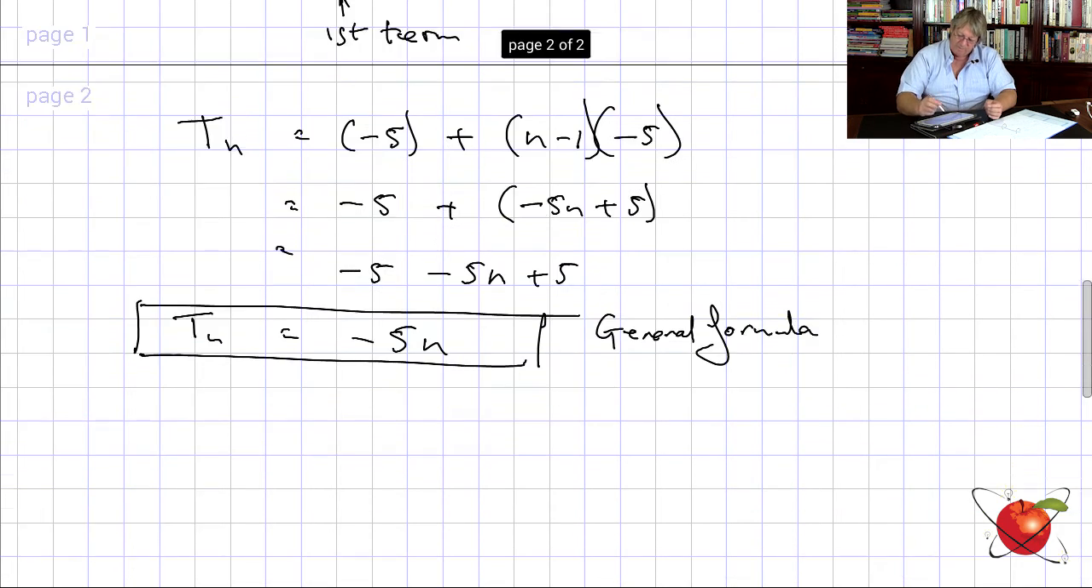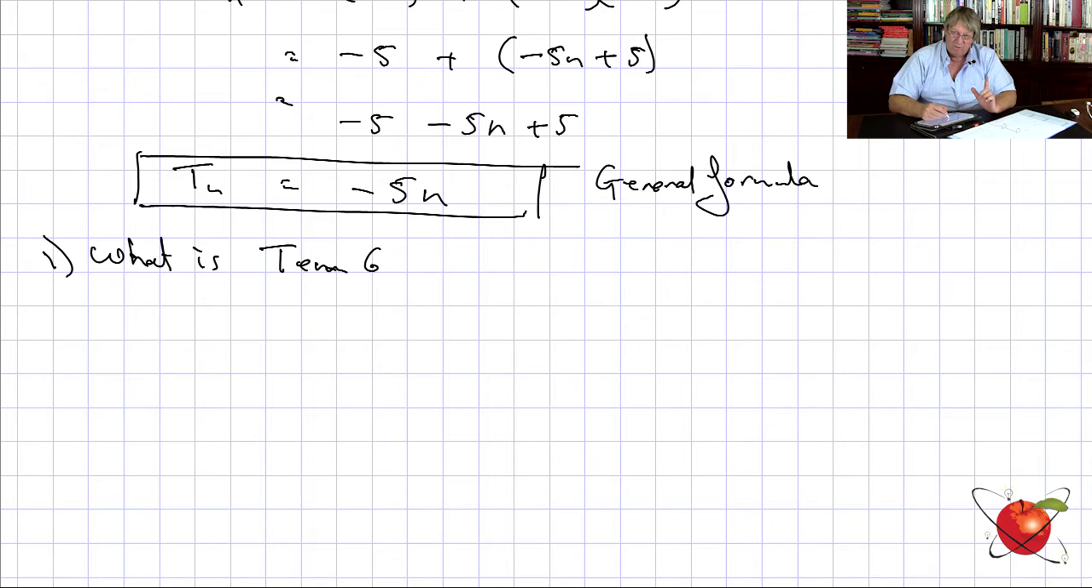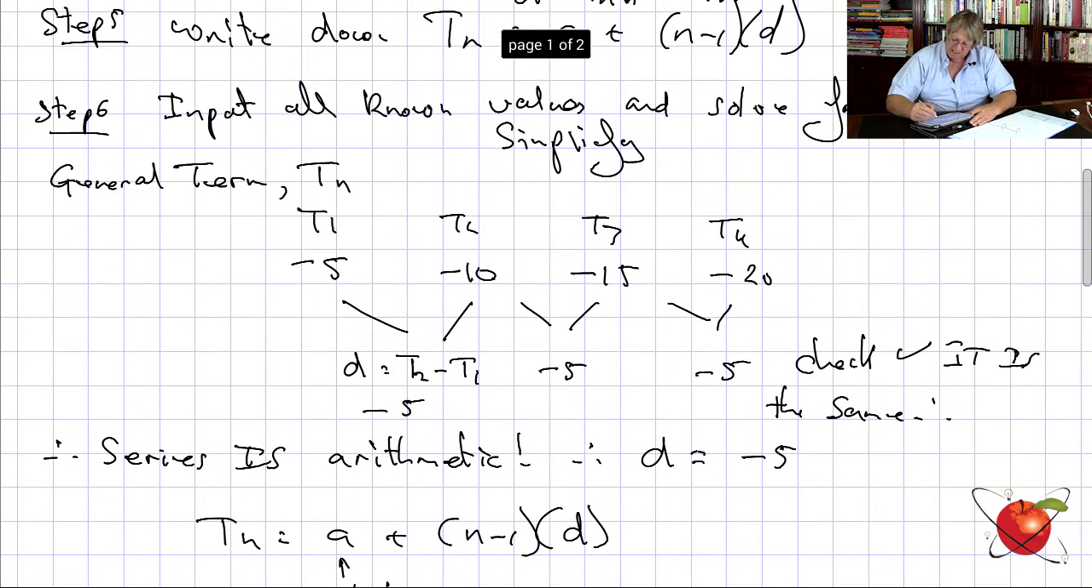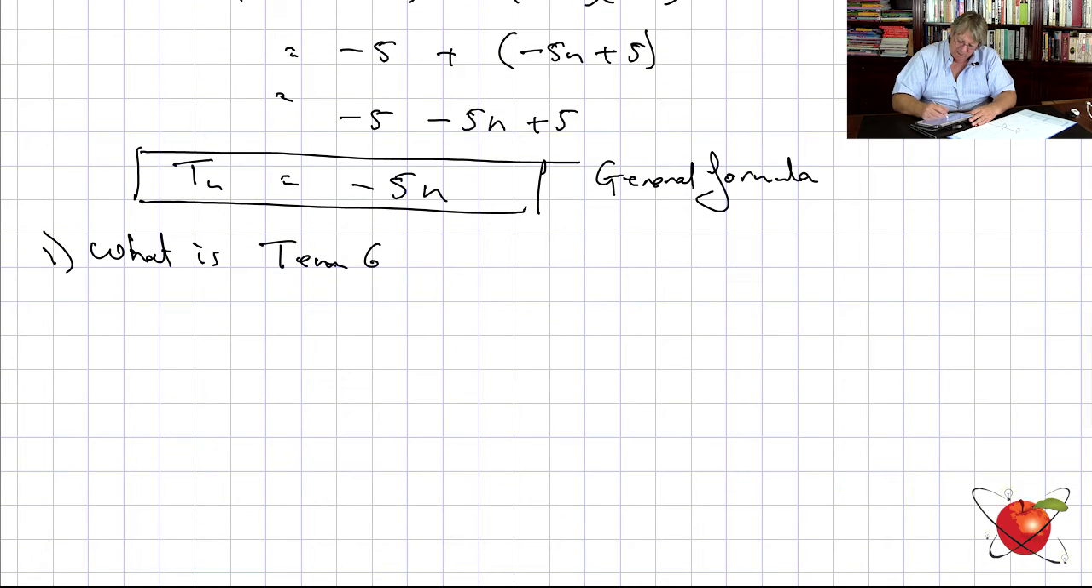Okay, all right, well, so what? Now let's say the question was, what is term 6? What does that mean? What are they looking for? Let's go back to the series, okay? Here it is, T5. They're looking for T6. So they're looking for where n equals 6, correct? That's what they want. They want term number 6. So therefore, n is going to be equal to 6. T6 is going to be equal to minus 5 times 6, which is minus 30.